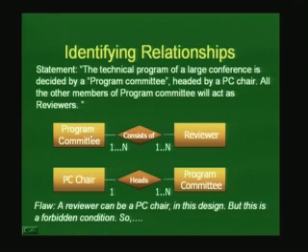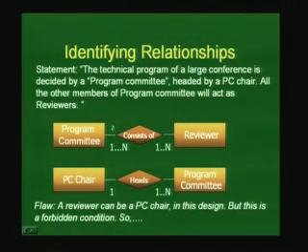Now a program committee consists of reviewers, which is apparent from the second sentence: all other members of the program committee will act as reviewers. However, it is not exactly correct. It's not exactly what is specified by the requirements. What does the requirement say? All other members of the program committee.